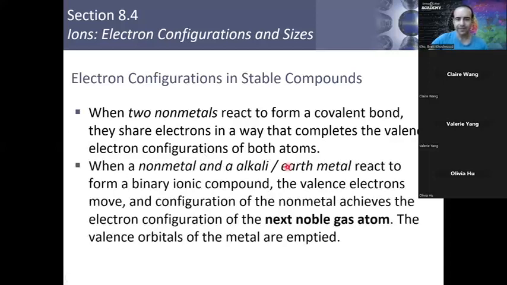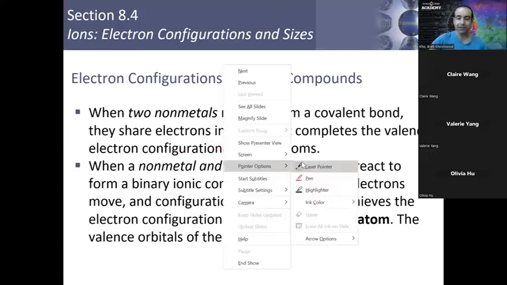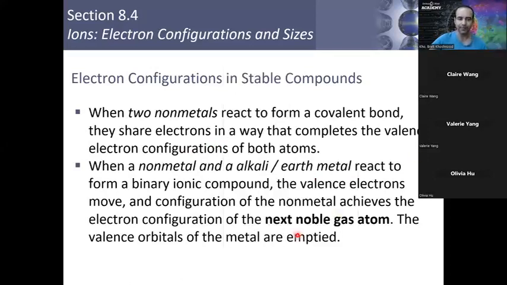So nonmetals and alkali and alkaline earth metals react. So these are the metals, quote unquote, that are all the way to the left side of the periodic table. Those metals will actually move backwards to reach the noble gas of the previous row. So the valence orbitals of the metal, which is usually just S1 or S2, those are going to be emptied out. They become positive, and you'll end up with your common binary compounds, such as salts.